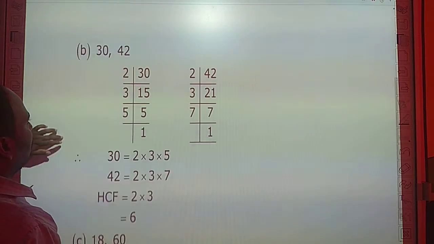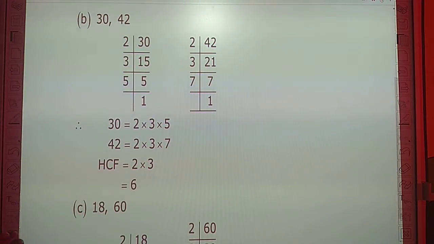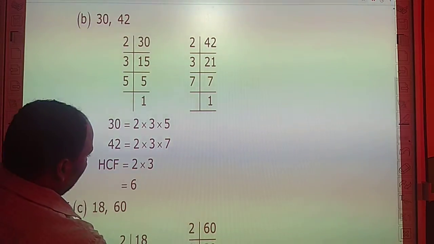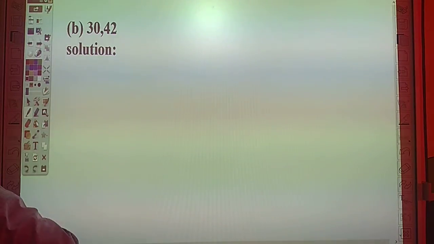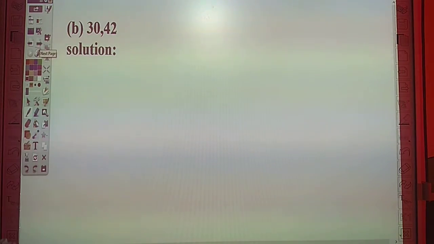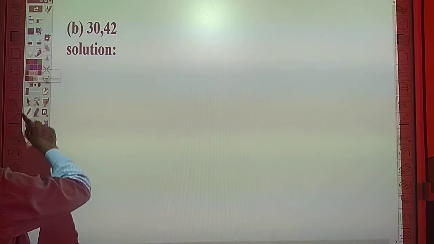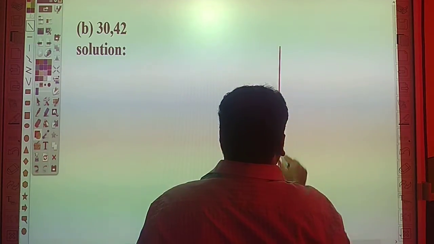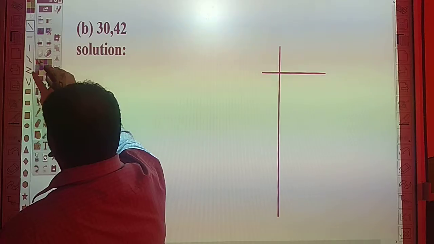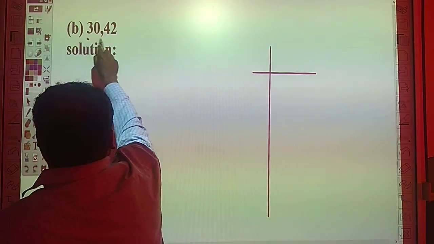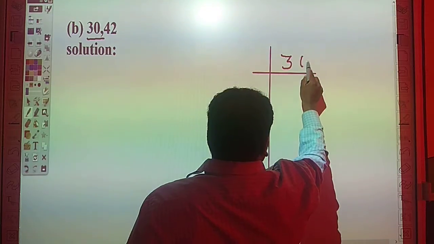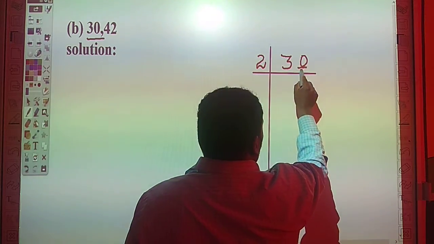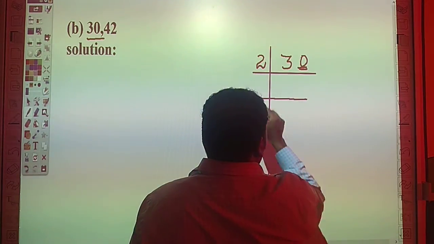The next one, question B, 30, 42. We want the HCF, highest common factor. Question B, 30, 42. First we take the number 30. Our first prime number is 2. 30 divided by 2. The last digit is 0. So we take the number 2.